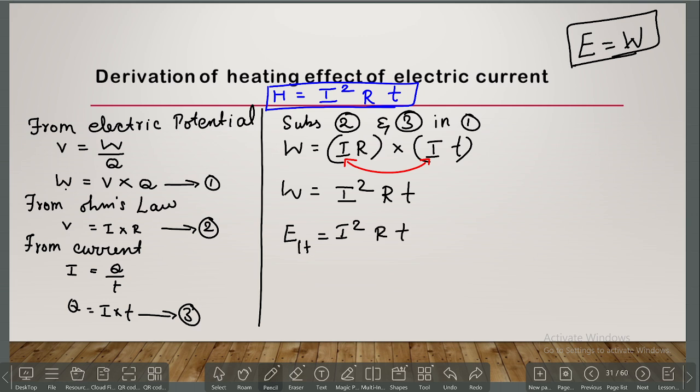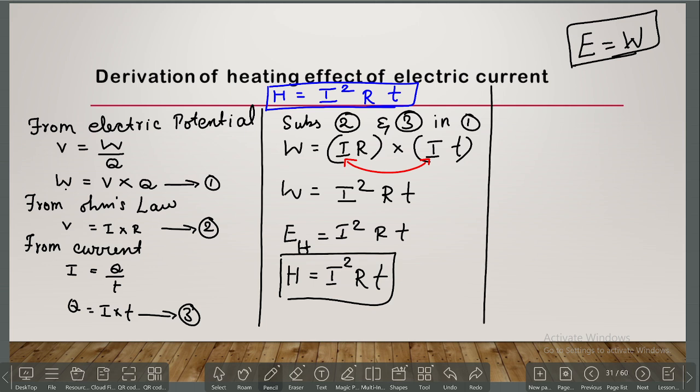So what type of energy is it? Heat energy. So you can write it as H is equal to I square R T. So what is the final formula we have? H is equal to I square R T. Based upon the given data, we can rearrange this formula in different formats.